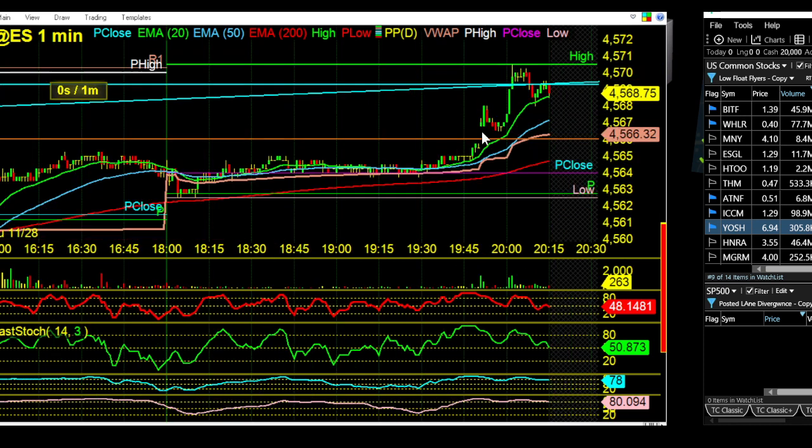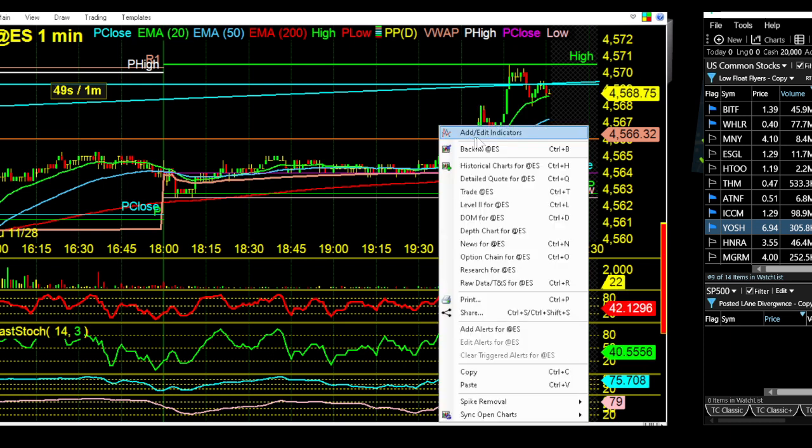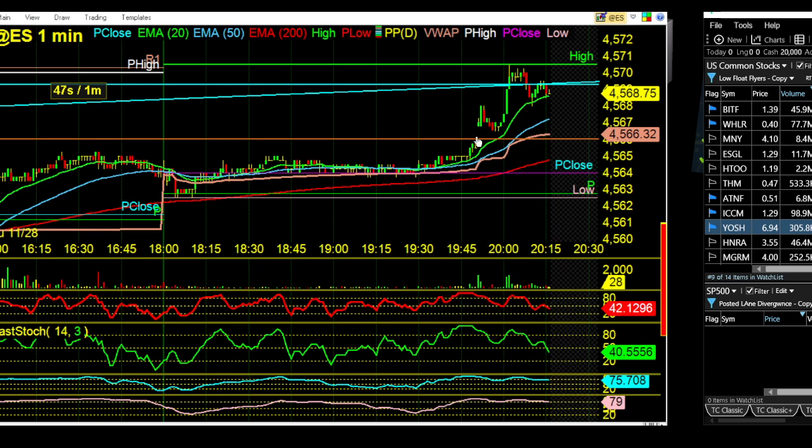It's kind of a weird candle. I don't know if I'm missing some data there or what. Never seen it just gap that much. Let me see if I can fill that in. Anyway, that's where we are right now.